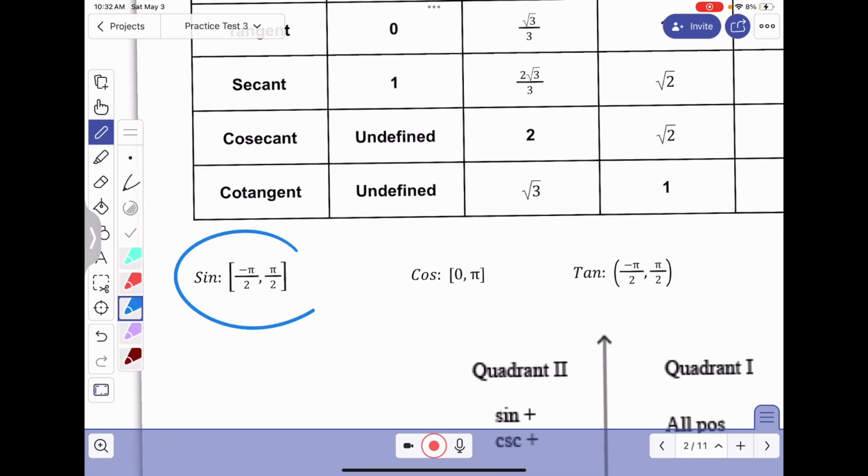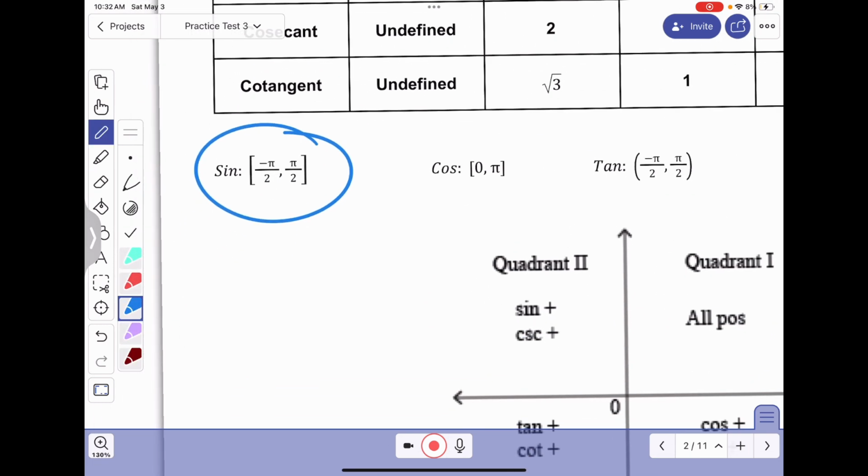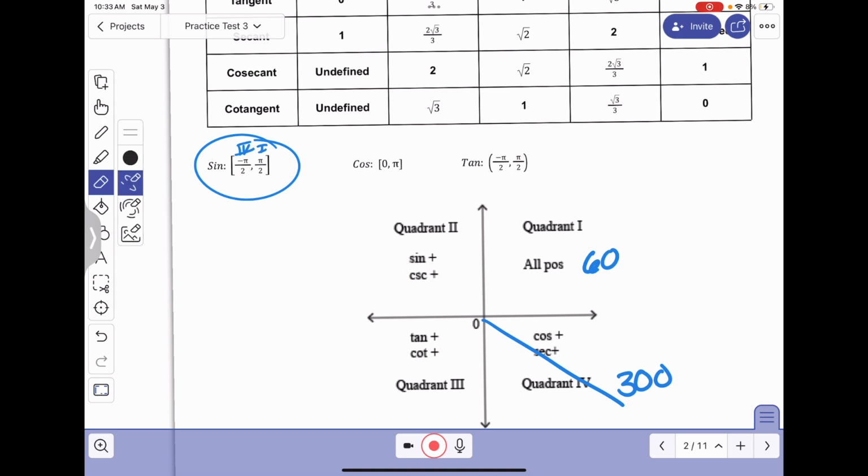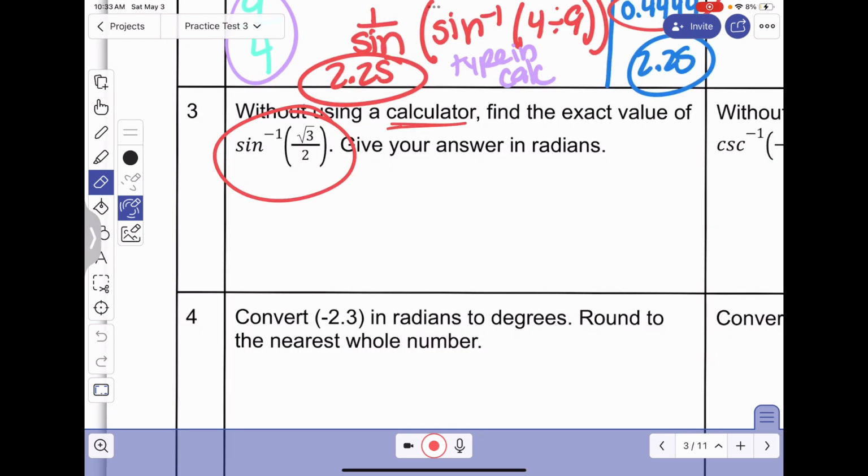But with sine, we need to be in quadrants 1 or 4. So 60 degrees is going to go with 300 degrees in quadrant 4. If you don't know that off the top of your head, oh, I lied. It's positive. So since it's positive, we stop there. 60 degrees or pi over 3.